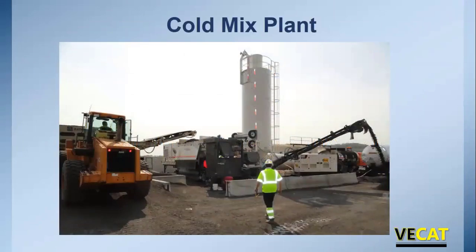As far as the plants, this is a pretty good photograph of a central mix, cold mix plant. This one happens to be made by Wirtgen. You can see the conveyor belt going up and feeding the plant. The tower you see in the back has cement in it, and off to the right you can see the hot asphalt tankers. This one happens to be doing foamed asphalt. This is a portable plant, easy to move around, and does a really good job. This is probably the most common that you see in Virginia.